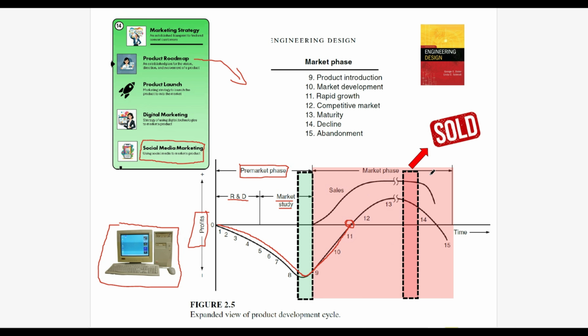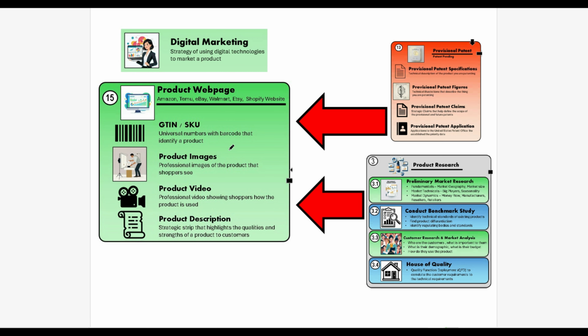So now you're in the market phase, and the market phase bullet points are right here: product launch, the product introduction, right, number 9, and all the way to abandonment of the product. You want to be able to predict the decline, the maturity, and then once your patent runs out, the market will become competitive. All of these things you need to account for, and that essentially happens with your product roadmap and having a strategy there. So let's look into each one of these points here.